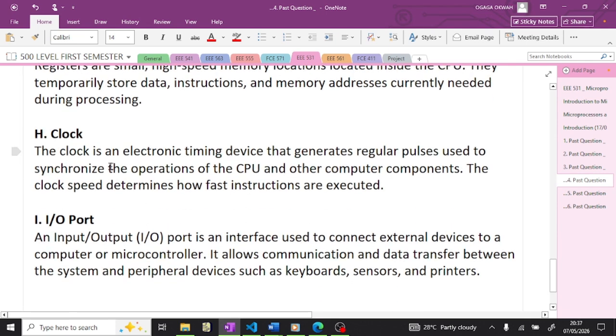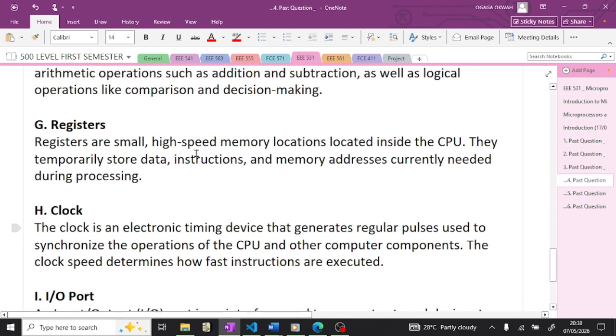Now, clock. The clock is an electronic timing device that generates regular pulses used to synchronize the operation of the CPU and other computer components. When you hear clock, just think on, off, on, off, on, off. When you want to carry out an instruction, one clock pulse, one instruction, another clock pulse, another instruction. But we have a lot of clock pulses per second.